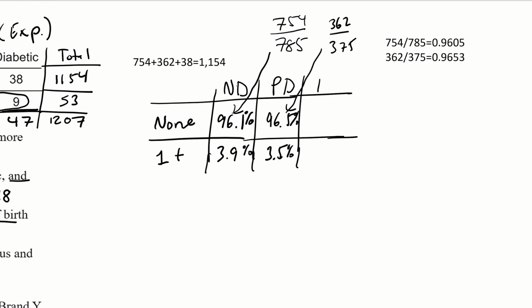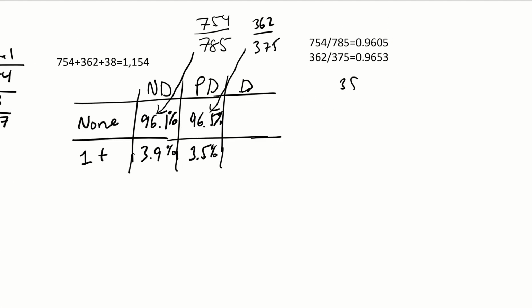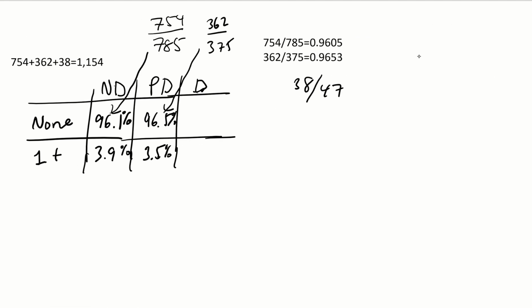All right, and then this is D for diabetic. So for that, out of the 47 diabetics, 38 had pregnancies with no defects reported. That's going to be this one here. So that's 80.9%. So it's going to be about 19.1%.